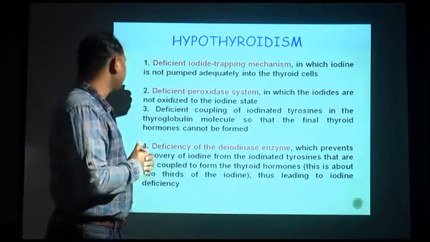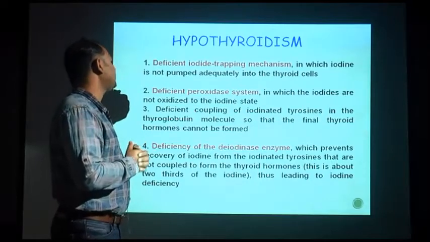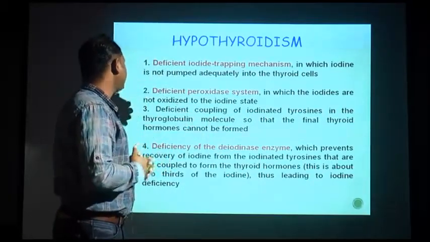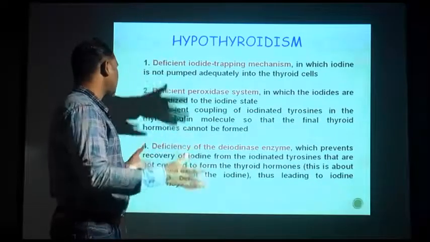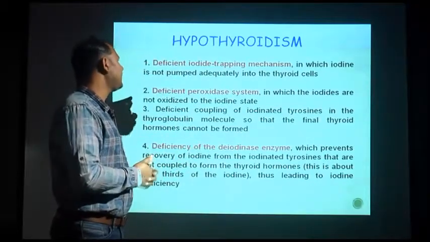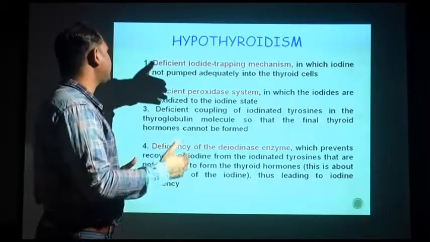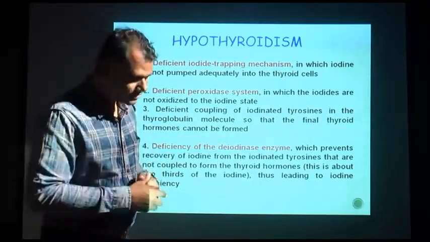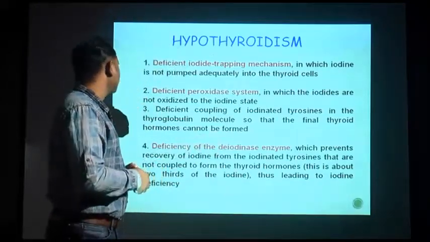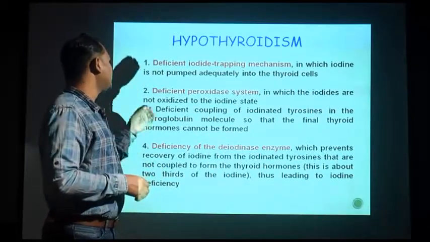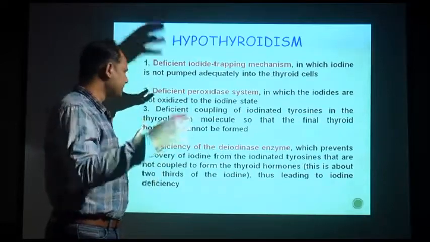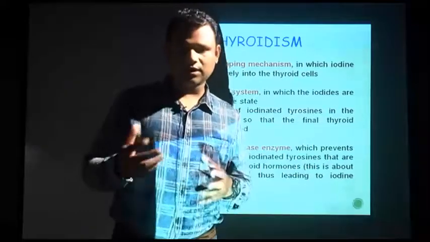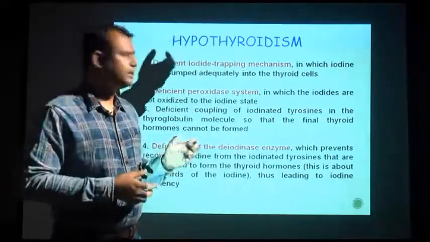Oxidation of iodine is very much required. If the peroxidase system is not there inside the cell, then iodides are not oxidized to the iodine state. So the reversal does not take place, as a result of which accumulation of iodide leads to iodinated tyrosines. These are another amino acids, they get accumulated and ultimately lead to such complications.